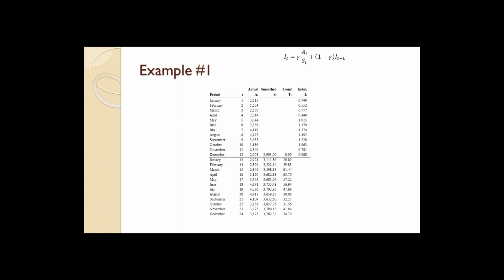The formula is the index for time period t equals gamma times the ratio of the actual for time period t divided by the smooth value for time period t plus 1 minus gamma times the index for 1 year ago, that is period t minus L. Recall that gamma equals 0.3 and that will not change. The index for January, I sub 13 equals 0.3 times 2,921 divided by 3,111.86 plus 1 minus 0.3 times 0.740 equals 0.800.